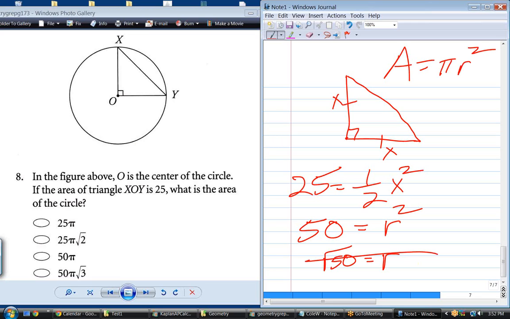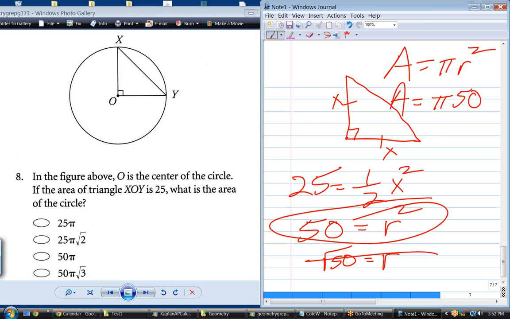Okay. So what's the area of the circle? I don't know. Well, plug it in up here. This is the area of the circle. It's equal to pi, and r squared was 50. 50 pi.